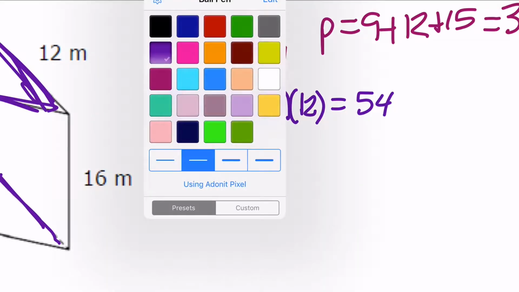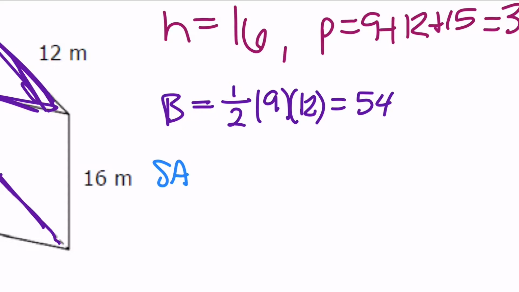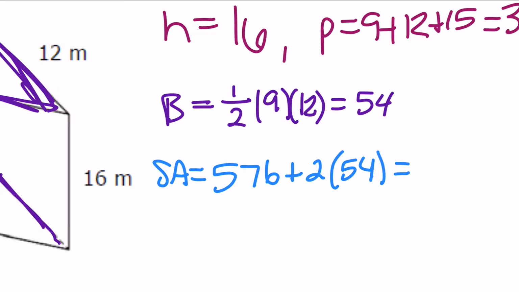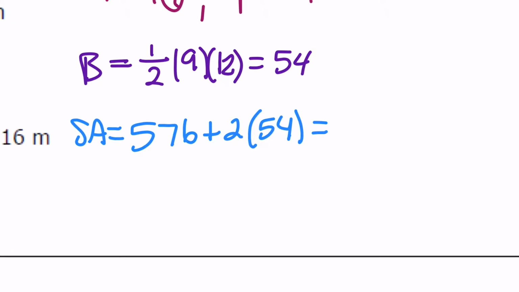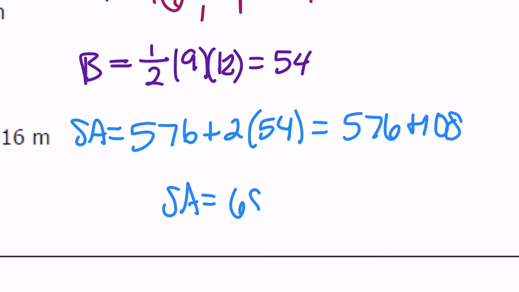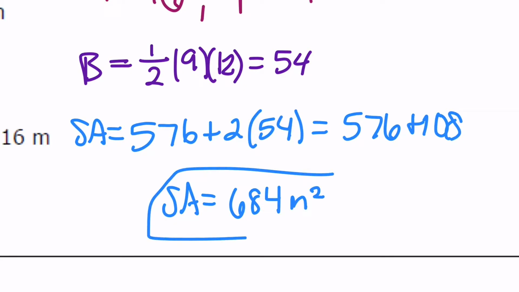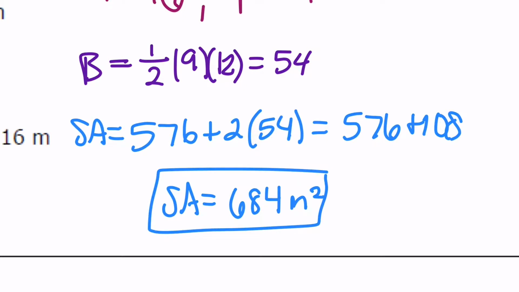So then to find the total surface area, you take your lateral area plus 2 times your base area. Remember, we have 2 triangles. There's one here and one down here. So 576 plus 108. That means my surface area equals 684 meters squared. I'm still dealing with area, so it's still meters squared.